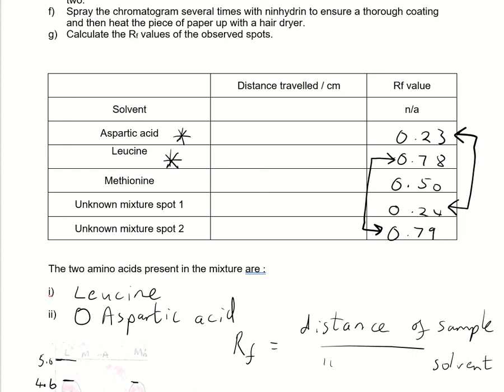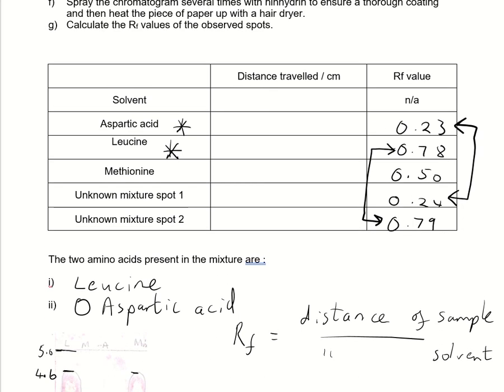If they're exactly the same, brilliant. It means you've done the practical really well. Generally, they'll be within a little bit of each other, just based upon maybe you've had the paper a bit slanted or something like that. But as we can see, pretty much exactly the same. And that is it for chromatography.